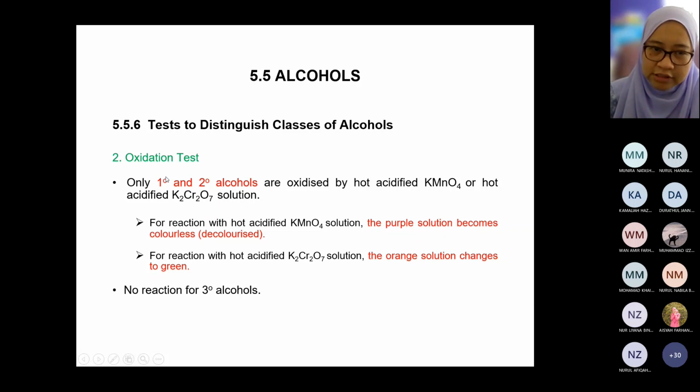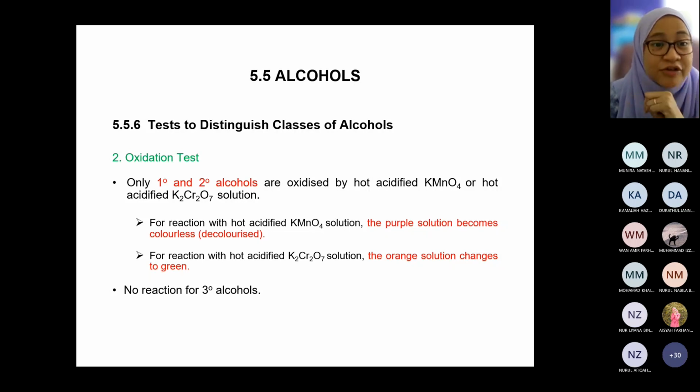Secondly, we could use the oxidation test. We could use the oxidation test in order to differentiate the classes of alcohol, because we know that primary alcohol can be oxidized further into carboxylic acid. We learned yesterday that secondary alcohol can be oxidized into ketone. But tertiary alcohol cannot be oxidized. Why? Because tertiary alcohol doesn't have the hydrogen that is directly attached to the carbon.